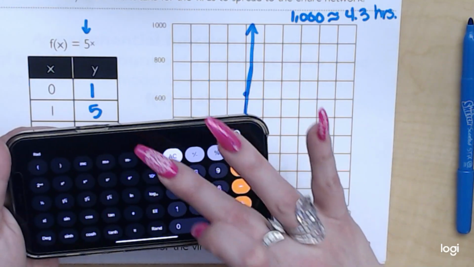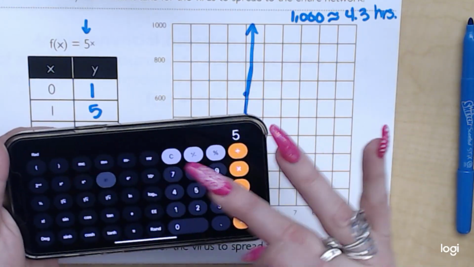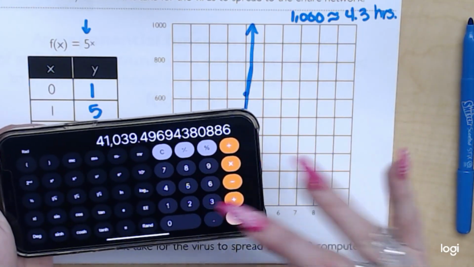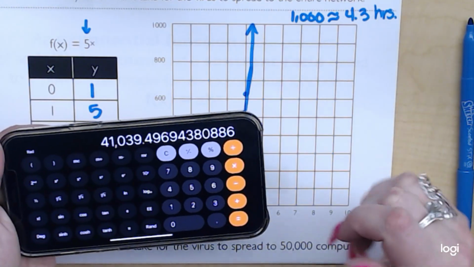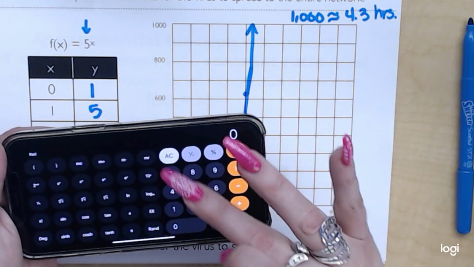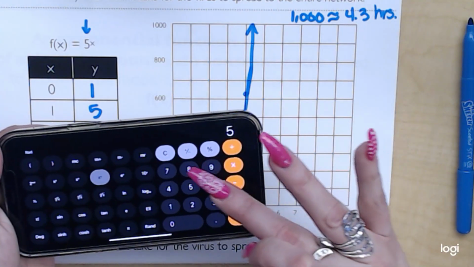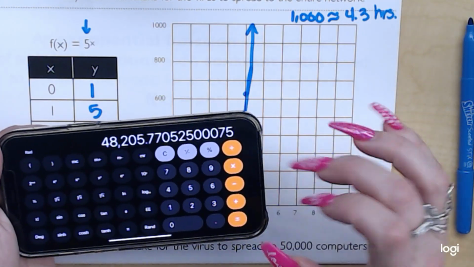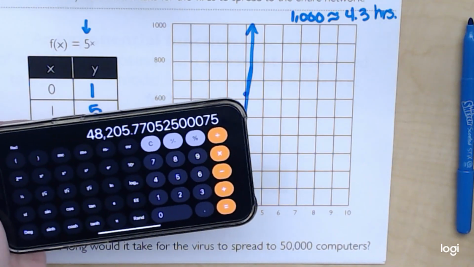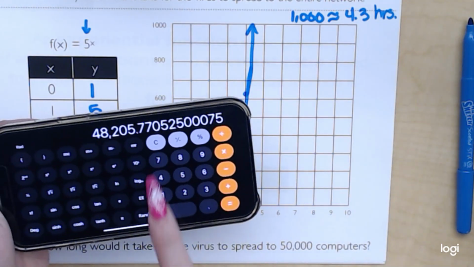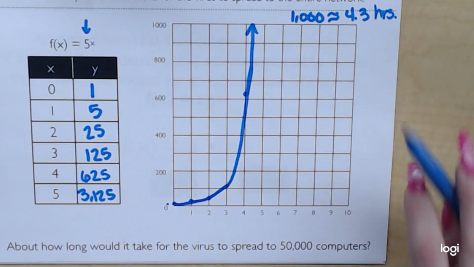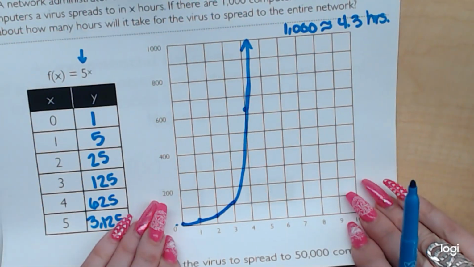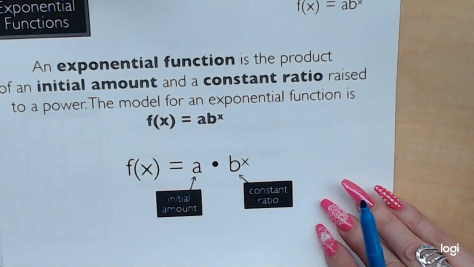That's 29,000. We need something bigger. 5 to the power of 6.6. We've gotten pretty close. I'm betting that 6.7 might be too high. Oh, no, we're getting closer. So around 6.7 would affect about 50,000 computers. Just pay attention to where your decimal is. So that's the strategy there.